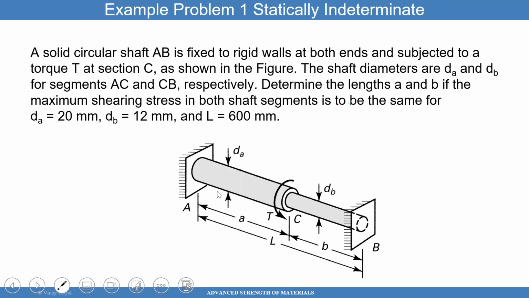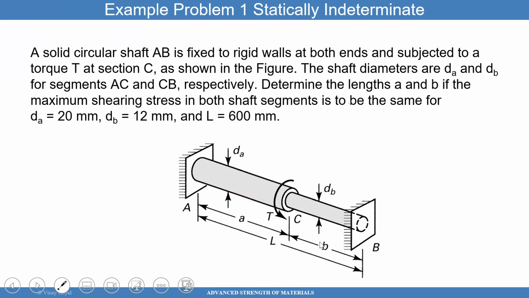Example number 1, statically indeterminate problem. The problem statement is asking you to determine the lengths A and B if you want to keep the shear stress the same across this boundary. So it's telling, hey, I want the shear stress to be the same across this boundary. It's a statically indeterminate problem. Torque is applied here, and you don't know what the torques are at either end. The diameters for section A and B are given to you, and we want to solve this problem.